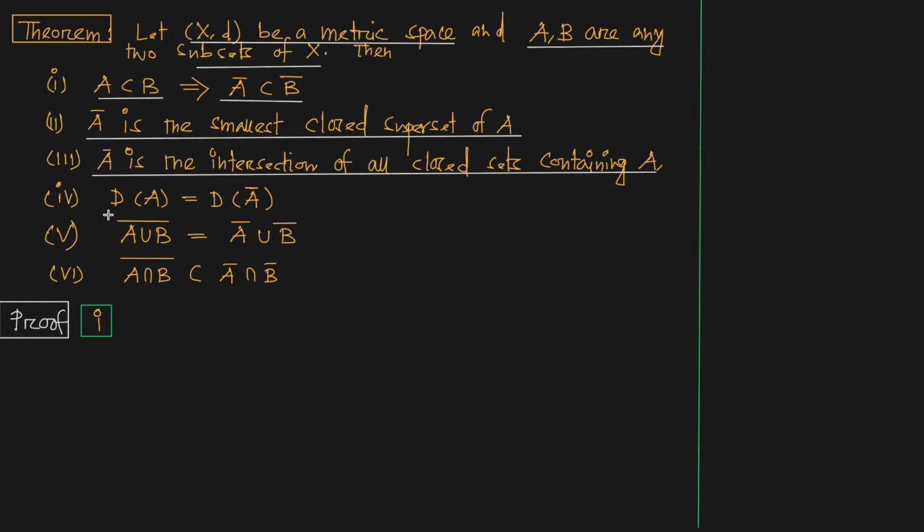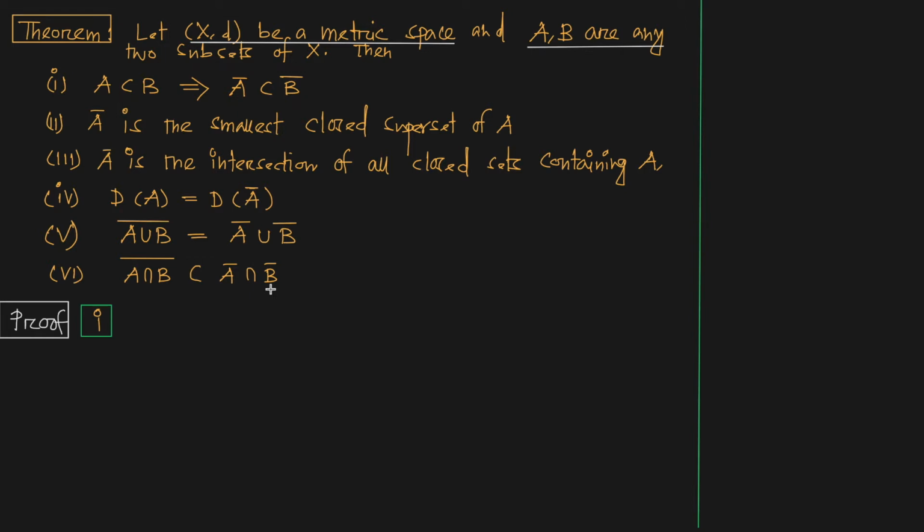Number 4: derived set of A is equal to derived set of A closure. Number 5: (A union B) closure is equal to A closure union B closure. And the last one is (A intersection B) closure is equal to A closure intersection B closure. Pause the video and first write down the statements.